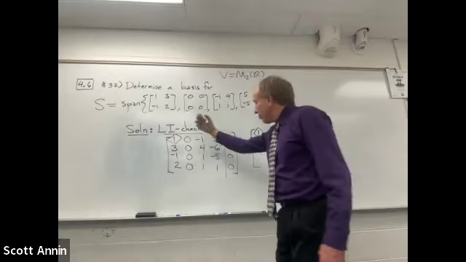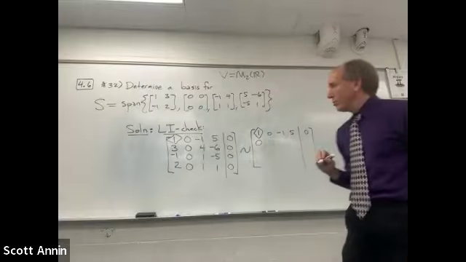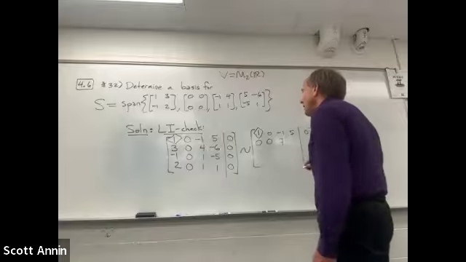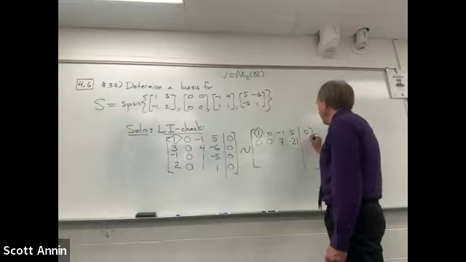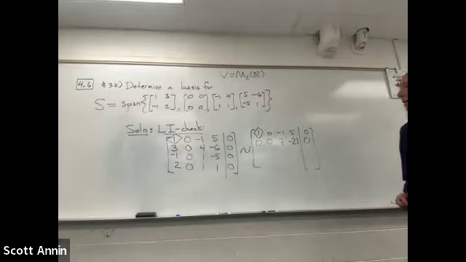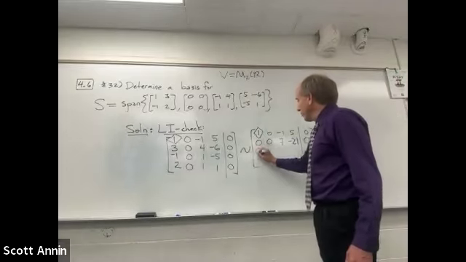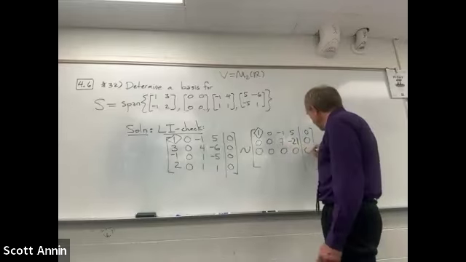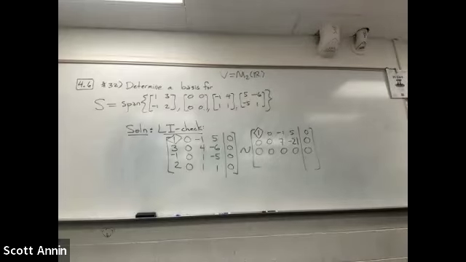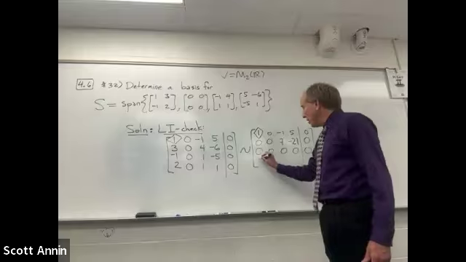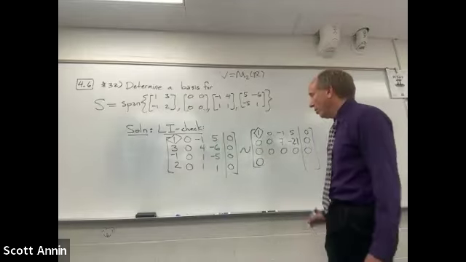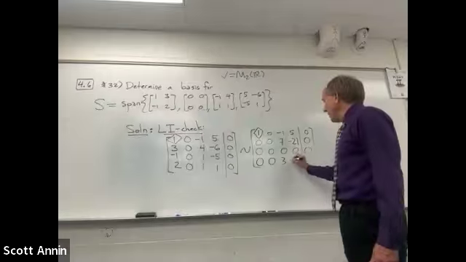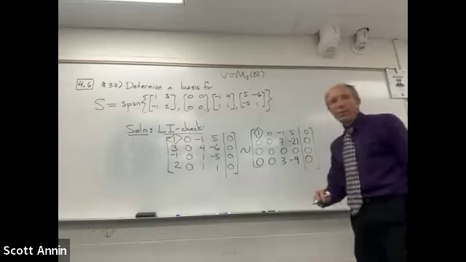I'm going to take -3 times the first row and add it to the second row. So I'll get 0 and 0 and 7 and -21 and 0. And then I'm going to add the first row to the third row, and I'm going to get 0, 0, 0, 0, 0. Okay. First row and third row. And then I'm going to take -2 times the first row and add that to the bottom row. And I'm going to get 0 and 0 and 3 and -9 and 0.